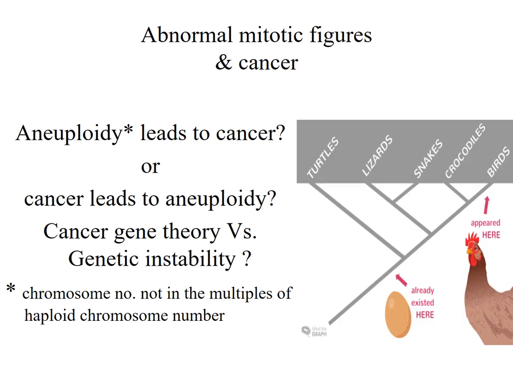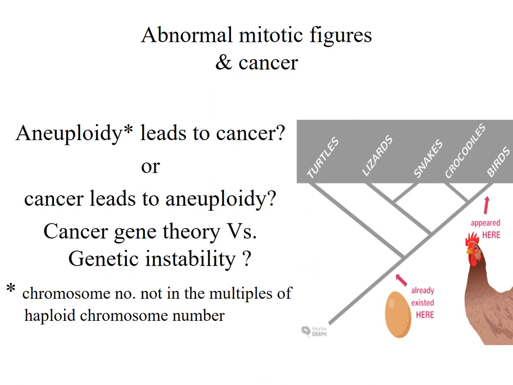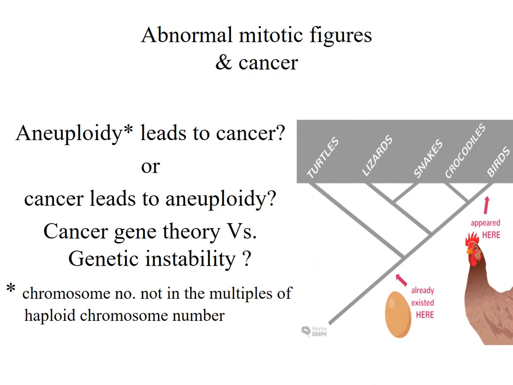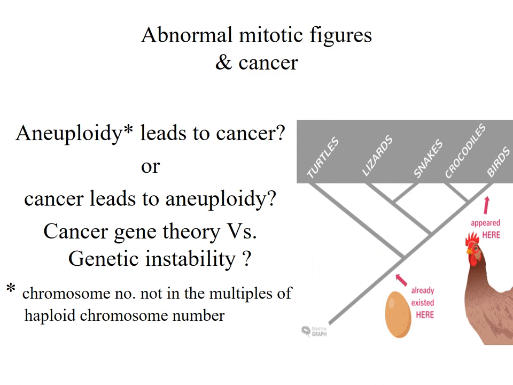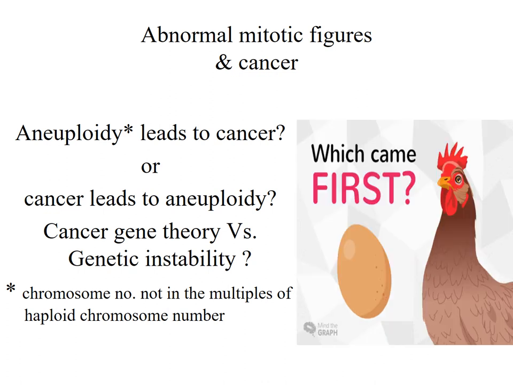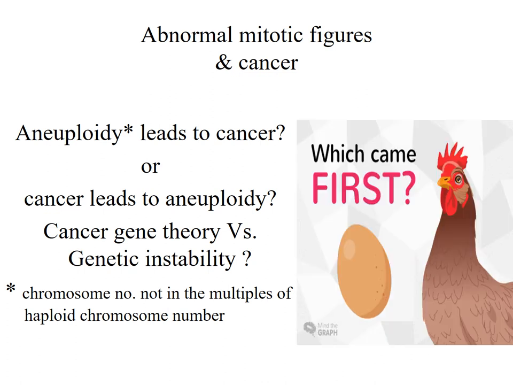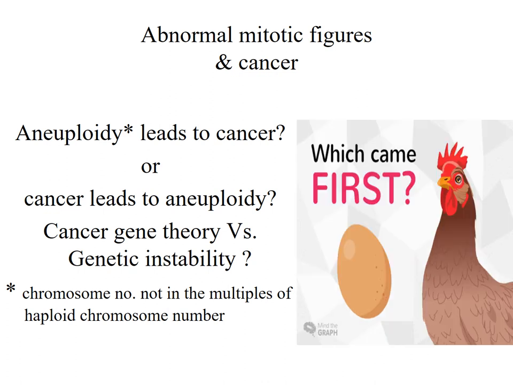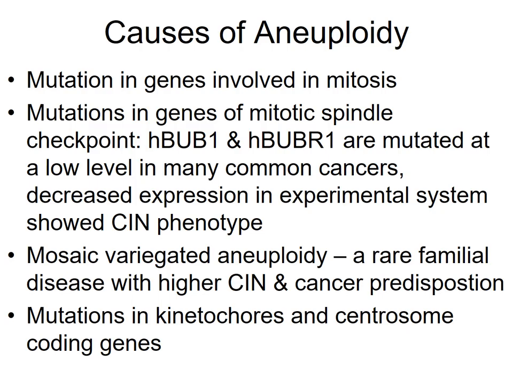So cancer chromosome aberrations, let us first talk about the numerical type. Numerical aberrations are known as aneuploidy. What is normal? Euploidy. What is abnormal? Aneuploidy, meaning the numbers which are not equivalent to the multiples of the haploid number of that species. So whether abnormal numbers of chromosomes are leading to cancer, or is it because of cancer that we see aneuploidy? Let us see what all different theories explain this. So it's a scenario of the egg before the hen.